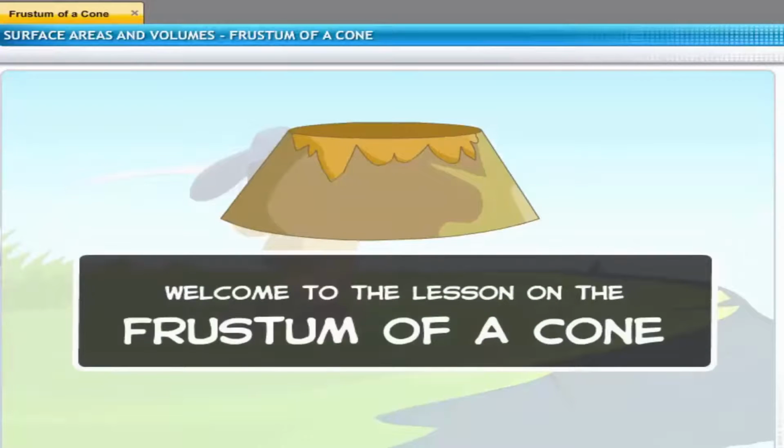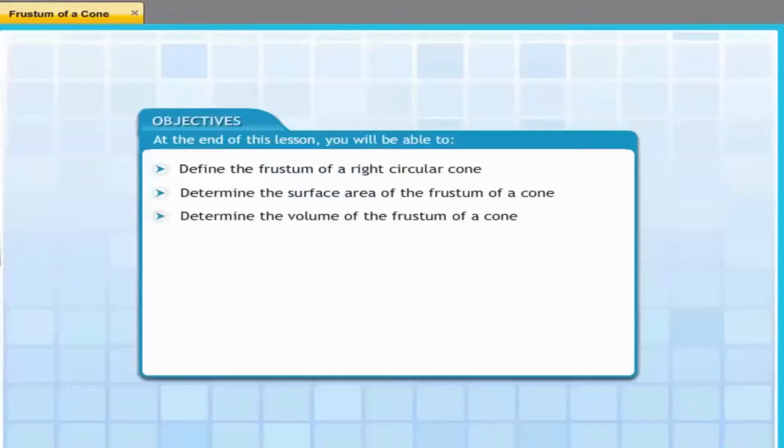Welcome to the lesson on the frustum of a cone. At the end of this lesson, you will be able to define the frustum of a right circular cone. You will also be able to determine the surface area of the frustum of a cone. Additionally, you will be able to determine the volume of the frustum of a cone.